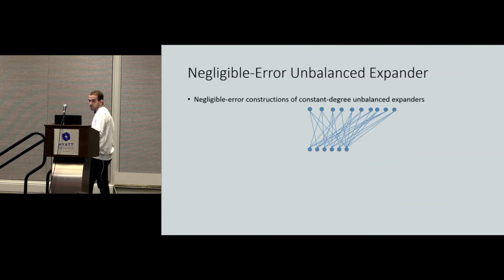Okay. So using the sampler and tester, we can construct an unbalanced expander. An unbalanced expander is simply a bipartite graph with n vertices on the lower side here, and for example, n squared vertices on the other side. And the upper side is D-regular, where we want D to be a constant.